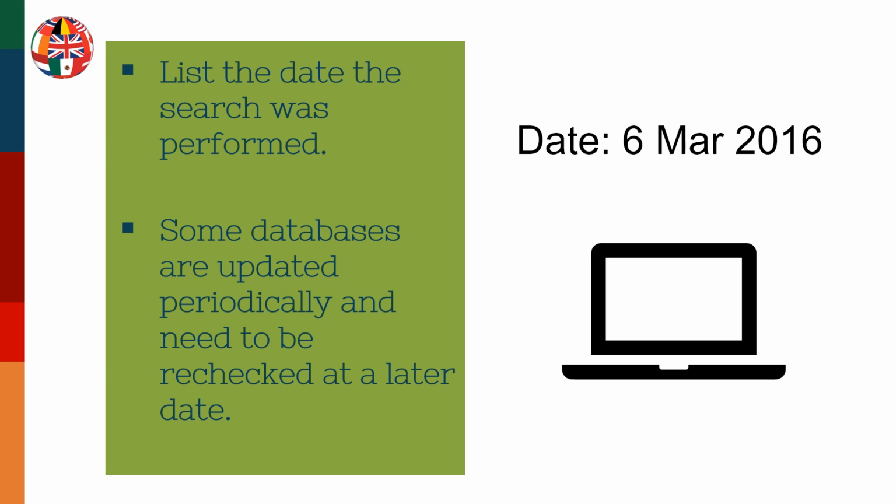The first category to fill out is the date. In this instance, I searched the record collection on 6 March 2016. That was the date the search was performed. Some databases are updated periodically and need to be rechecked at a later date. In this instance, I did find the marriage certificate, but say the database was not complete and the website was going to be adding more records in a few months or maybe a few years. If I did not find what I was looking for, I could go back and check later. Knowing the date is an important piece of your information for your research records.